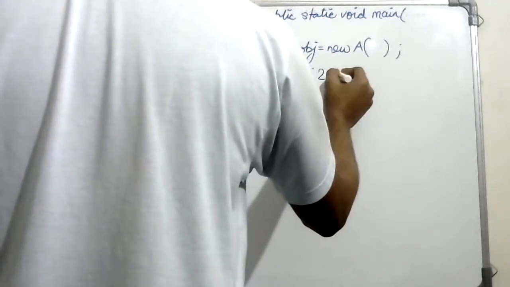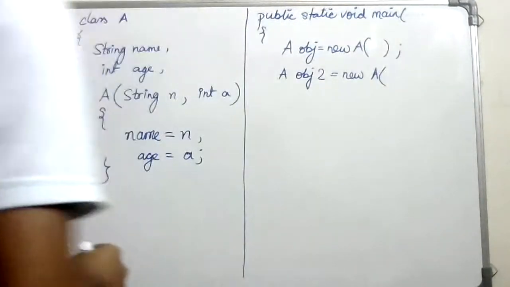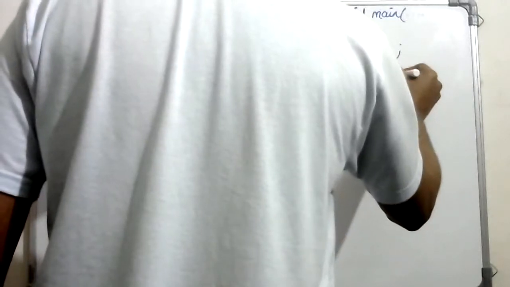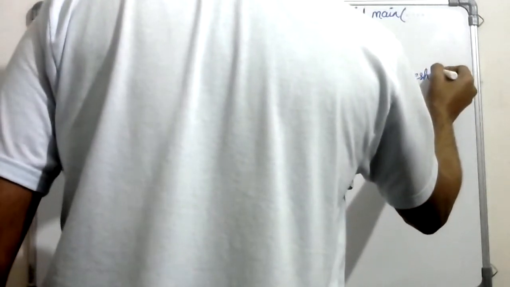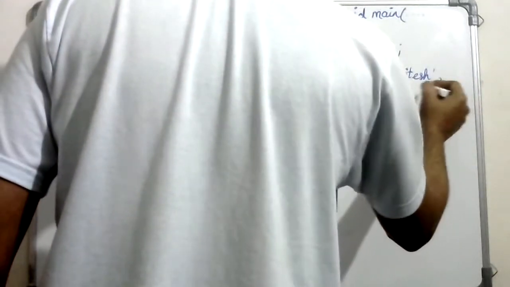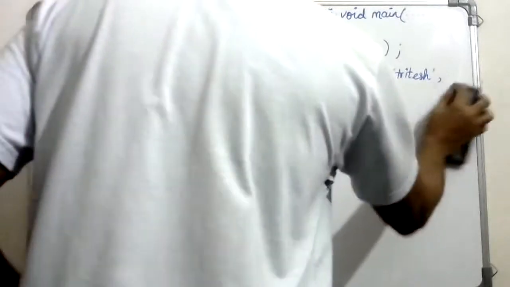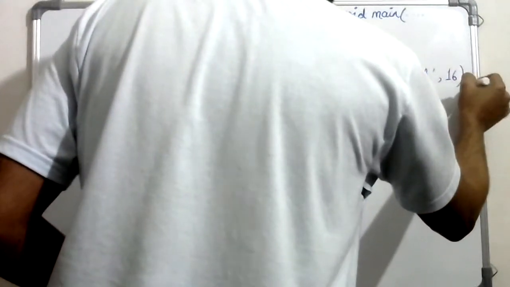Let's call it obj2, new a. Now let us pass certain arguments. Let's say I do this, and let me write it down in a single line. I hope it will fit there itself.